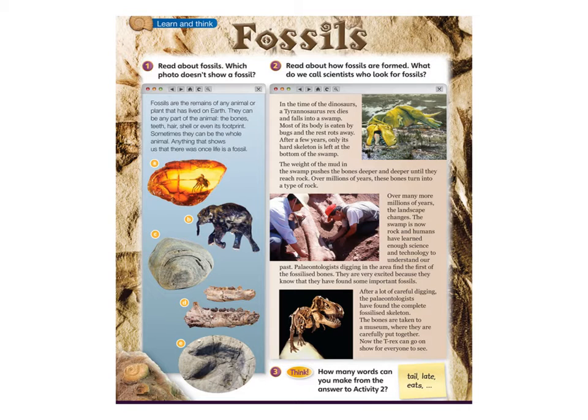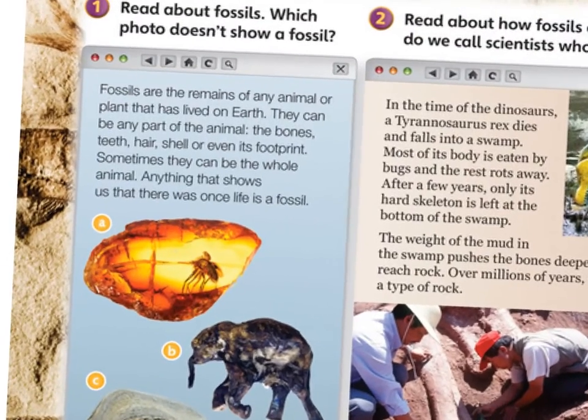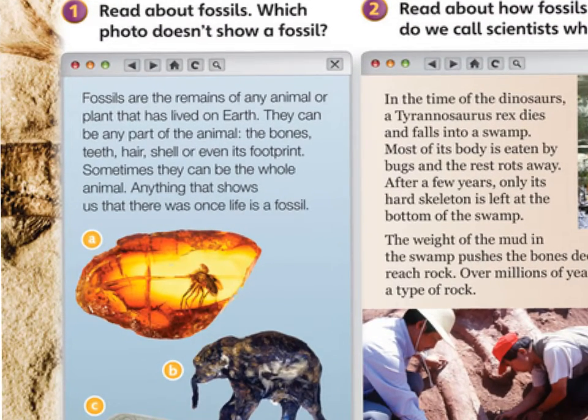Which photo doesn't show a fossil? Wow, it's going to be a little bit difficult. Let's read. It says, fossils are the remains of any animal or plant that has lived on Earth. They can be any part of the animal, the bones, teeth, hair, shell, or even its footprint. Sometimes they can be the whole animal. Anything that shows us that there was once life is a fossil.